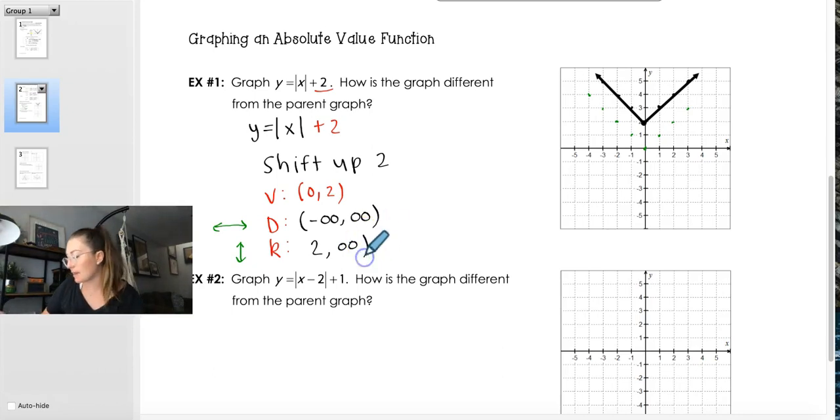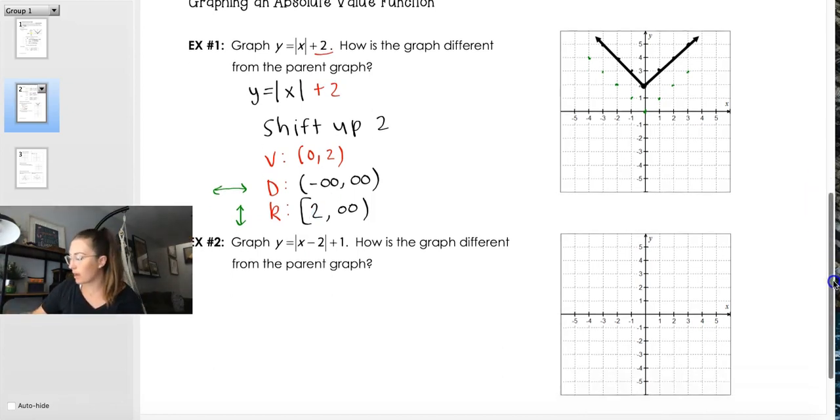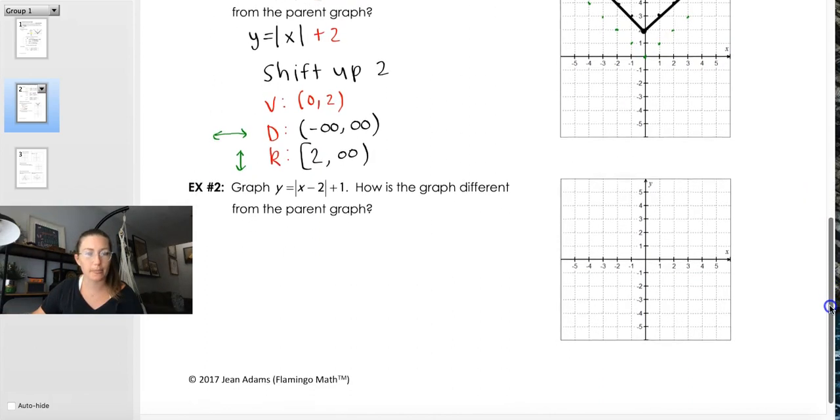All right, so 2 to infinity. Infinity cannot be included. But is 2 included? Is 2 part of this graph? Is 2 a closed dot? Is it part of the graph? Well, yes, it is. So we use a bracket. Bracket means include 2. All right, hopefully that little lesson on domain and range sparks some memories for you guys.